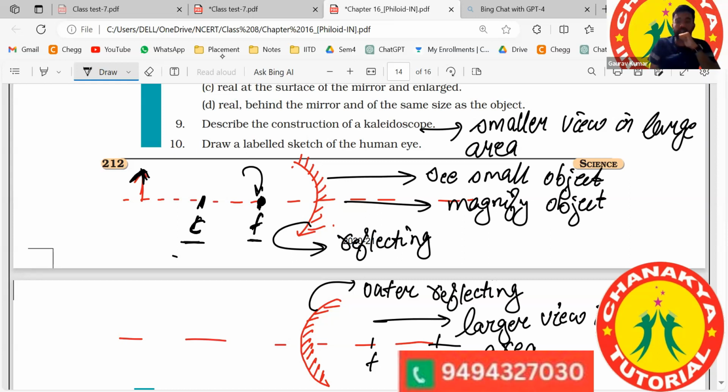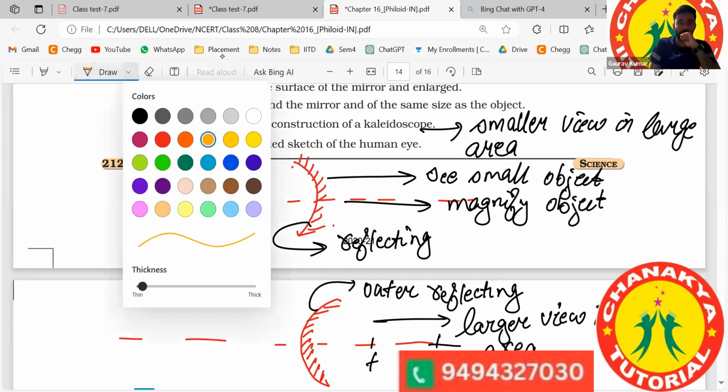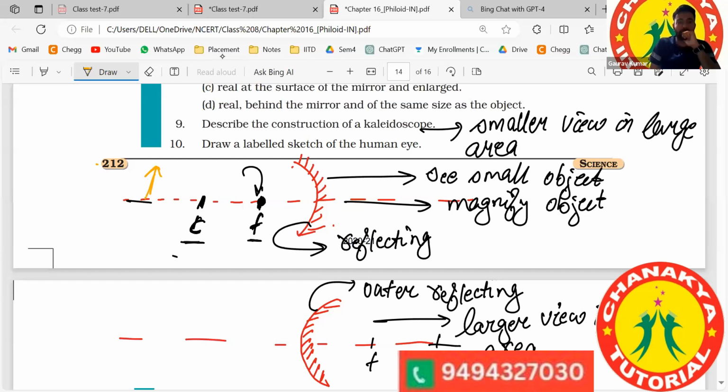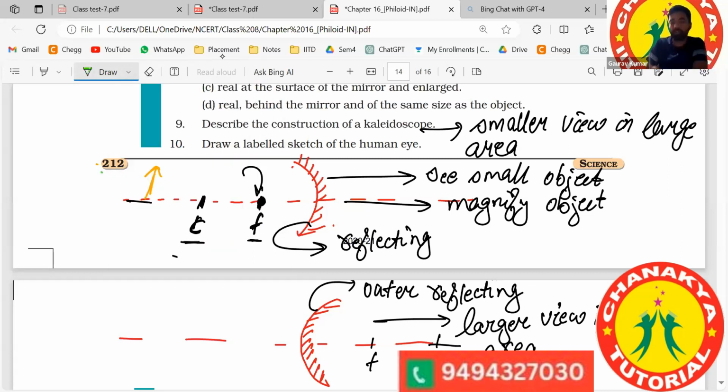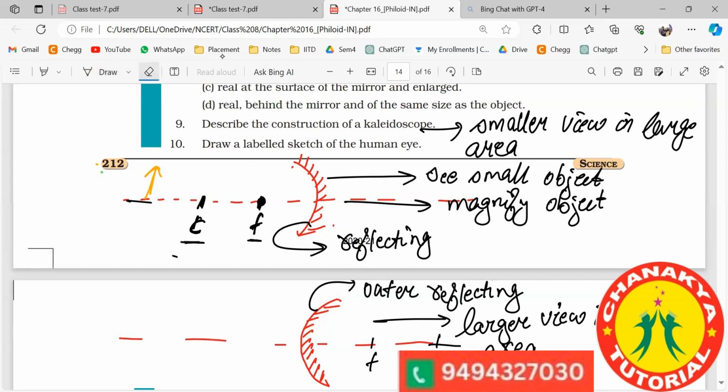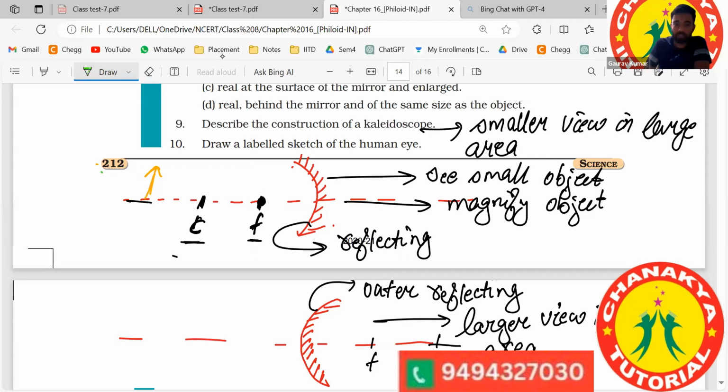So when an object, this is the object. Let me take two different colors. Let's say the yellow one is the object, and the green one is the image. When an object is very far from the mirror, then it is focused on the focus, or you can say the focal point. So the image will be here, near the focus.